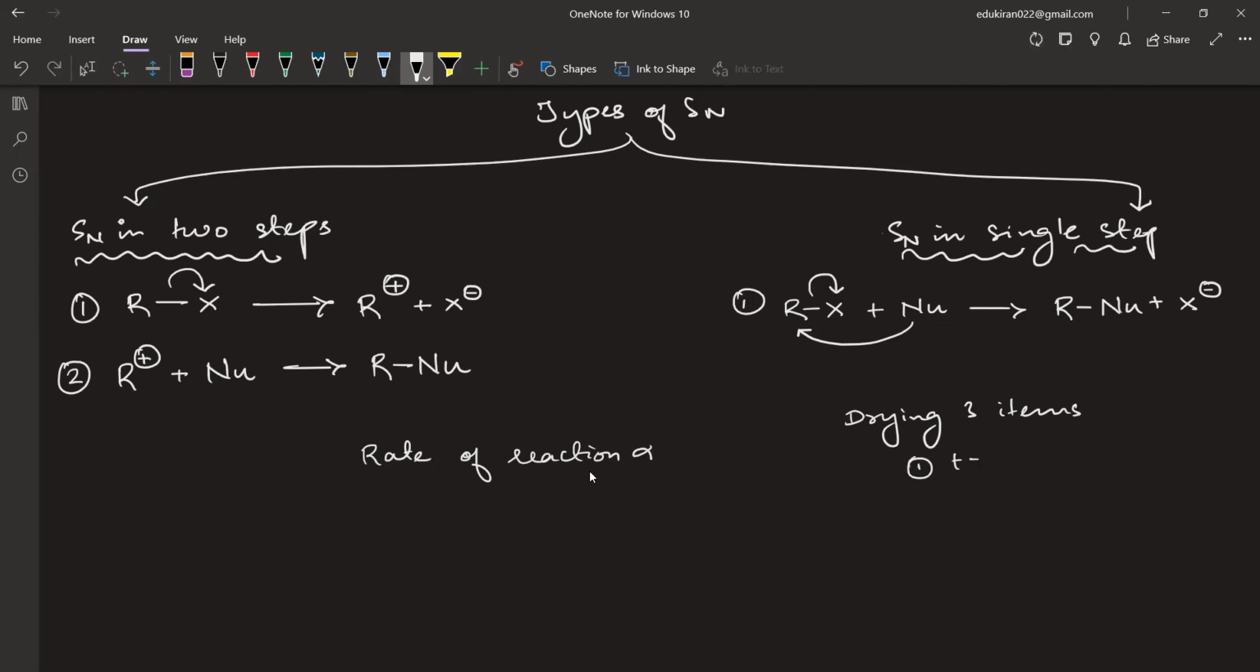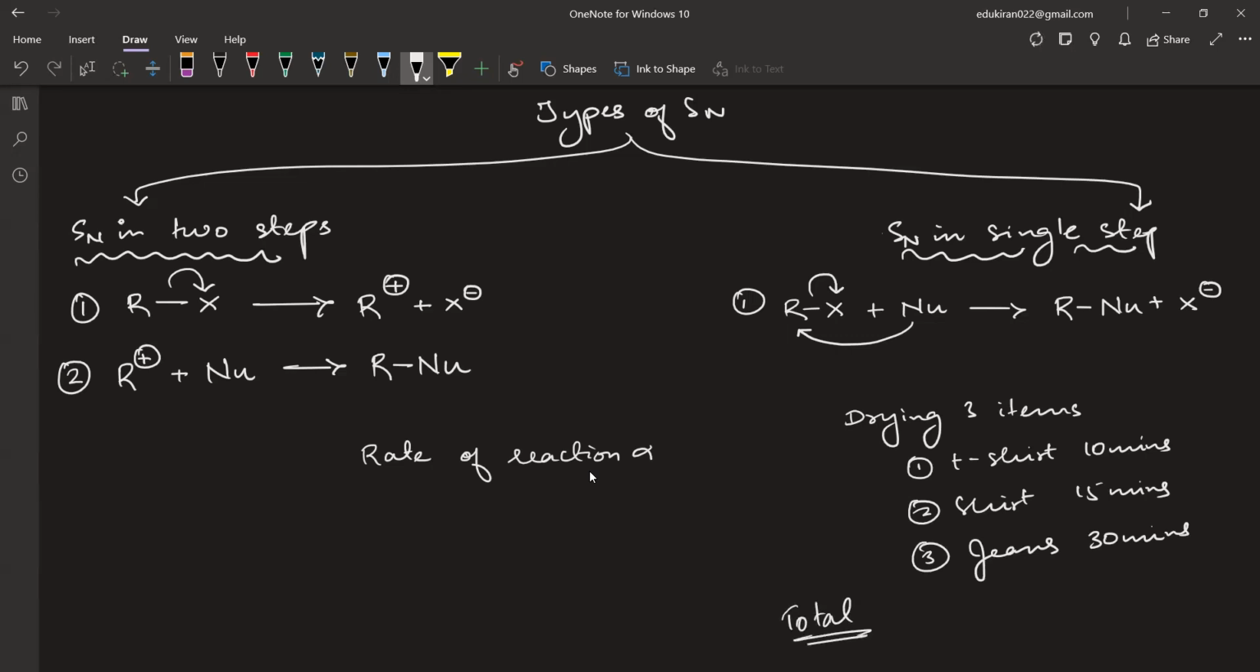One is a t-shirt. It takes 10 minutes. Second is a shirt. It takes 15 minutes. And let us say you have the third item, which is jeans, that is 13 minutes. Now you tell me how much time will be taken in total to dry all of these 3? Yes, sir. So 55 minutes.